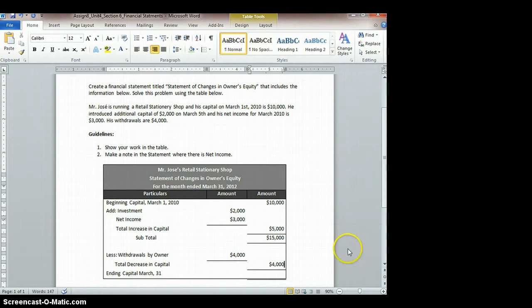All right, so now we need to take our subtotal. We need to look at the subtotal of our increases plus our owner's capital and then minus out our total withdrawals. Okay, and then that's going to give you your ending capital for March 31st.